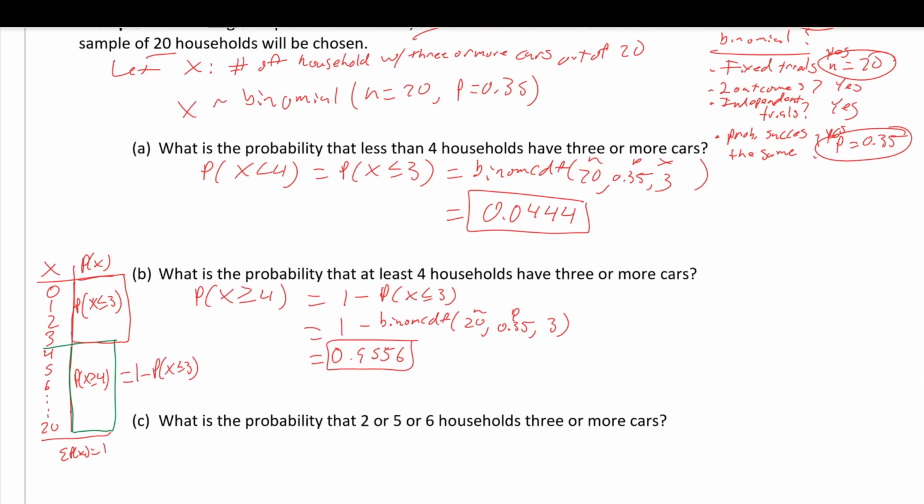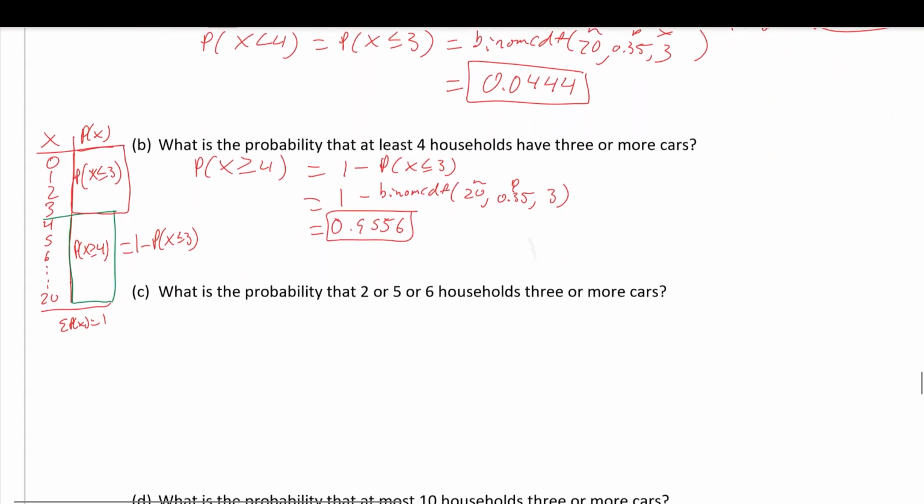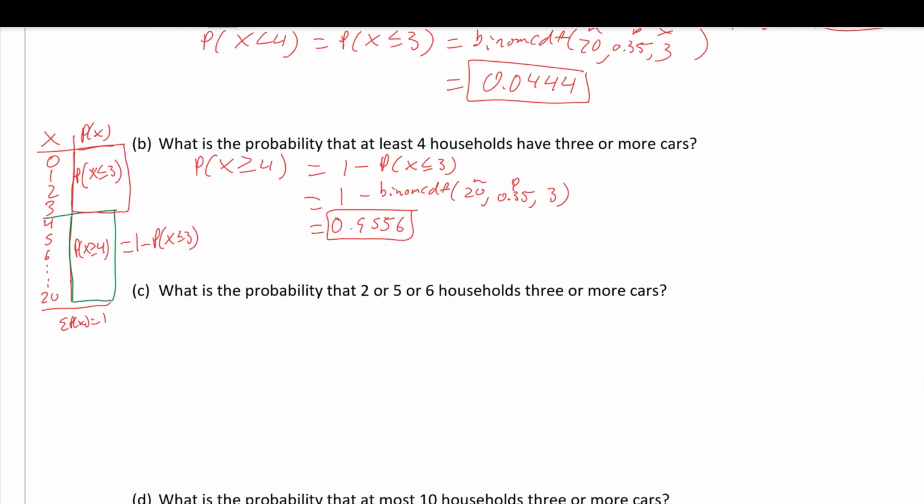Okay. Again, what's the probability that 2 or 5 or 6 households have 3 or more cars? They're literally just saying what's the probability that x is equal to 2 or x is equal to 5 or x is equal to 6. These are OR probabilities, okay? And they're all disjoint from each other. Probability that x equals 2 plus probability that x equals 5 plus probability that x equals 6. There's really no way around this that you can do.